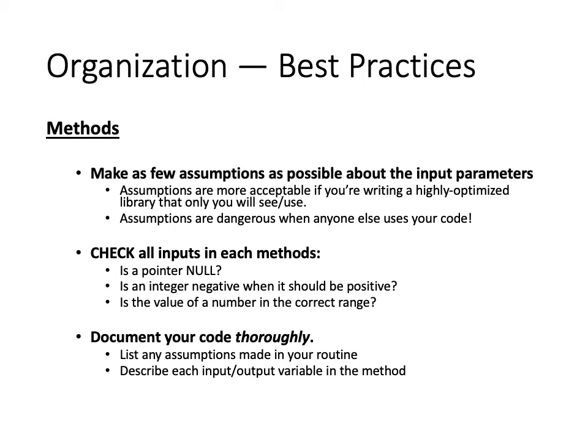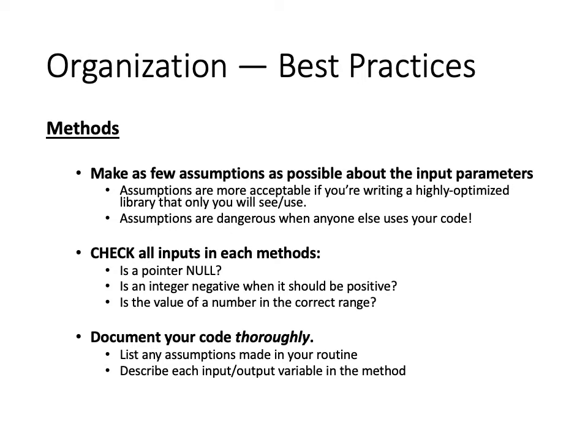Make that explicit, so you want to document your code thoroughly, and you also want to check that. So if you're supposed to pass in, say, a pointer to a stack, and that stack is supposed to be a stack that isn't null, check to make sure that that pointer isn't null. Is an integer negative when it should be positive? Check it, and output an error or something if it is. Is the value of a number in the correct range? If you give a temperature as a double, make sure that the temperature is not negative, because that would be impossible, right? If it's absolute Kelvin scale.